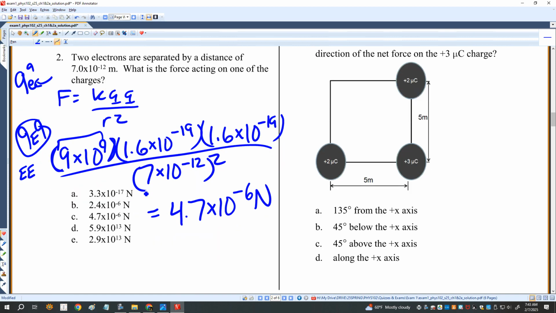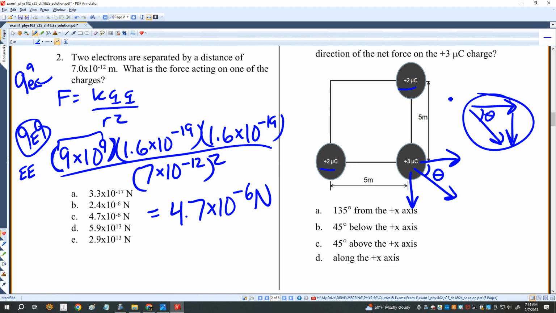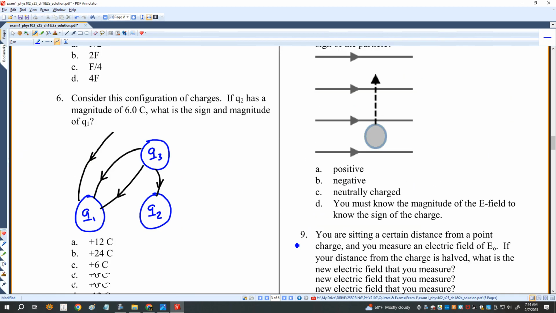What is the direction of the net force on this 3 microcoulomb charge? This is relatively easy. I don't have to do any calculations because these two charges are the same, so I know these forces are the same, which means this makes up an isosceles right triangle. If I have a force there and a force there that are equal, then that angle is equal to 45 degrees. So B is the right answer: 45 degrees below the positive x-axis.